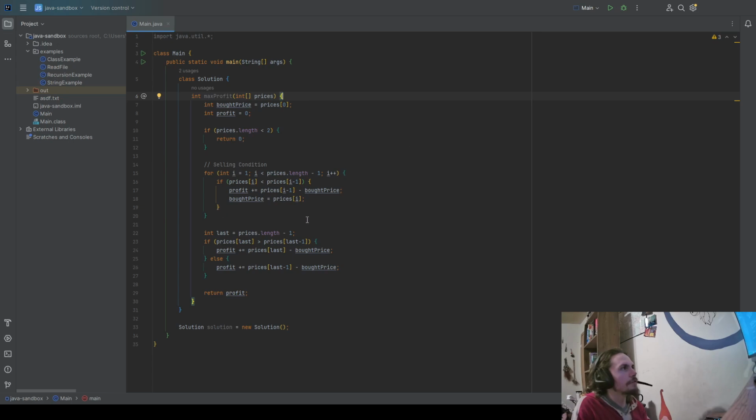And then we have our loop, which is actually only going to be one if statement, and that is if the current number in the array is less than the last number in the array, which means that there was a drop in price. So in other words, you should have sold the day before, which is what this does. It emulates you selling the day before.